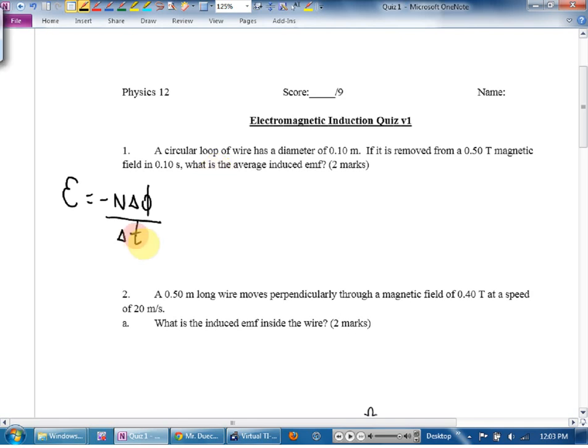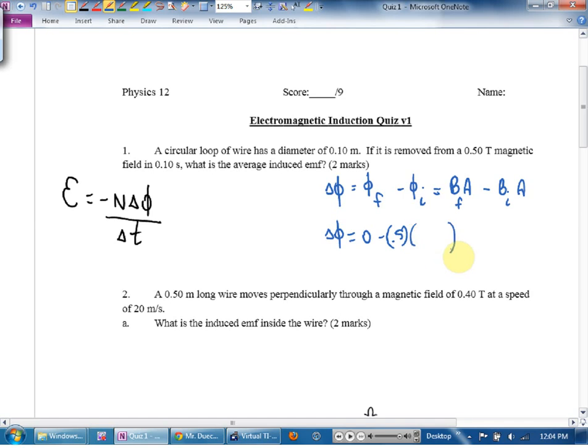What's the change in time? 0.1 seconds. What's the change in flux? That's what I'm going to spend most of my math doing. Change in anything is final minus initial. And flux is magnetic field final times area minus magnetic field initial times area. If it's removed from the magnetic field, what's my final magnetic field? Zero. So my change in flux is going to be zero minus my initial magnetic field, which was 0.5, times the area that was in the magnetic field.